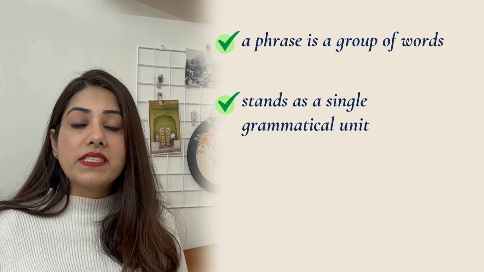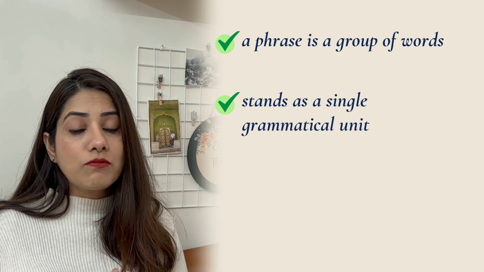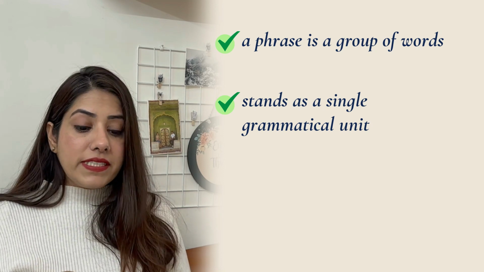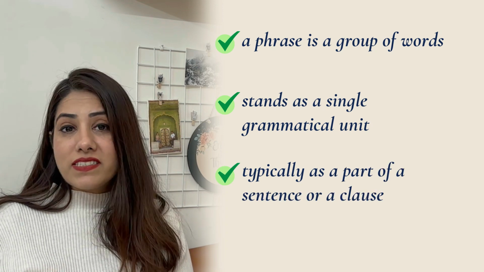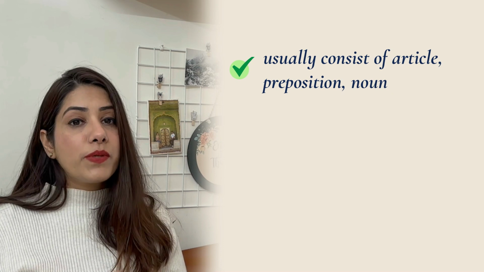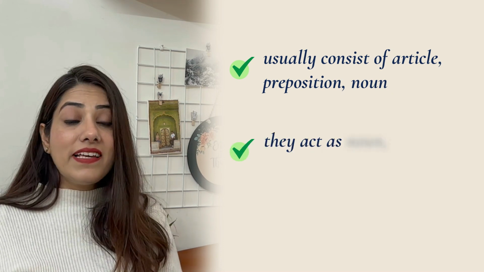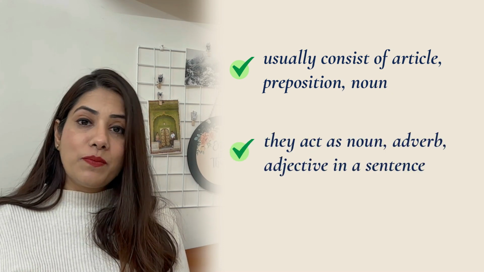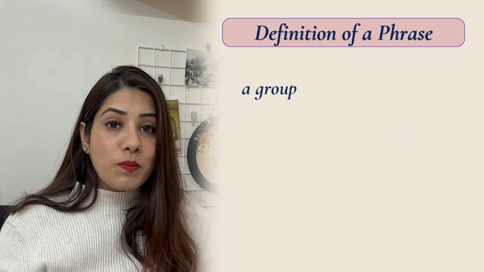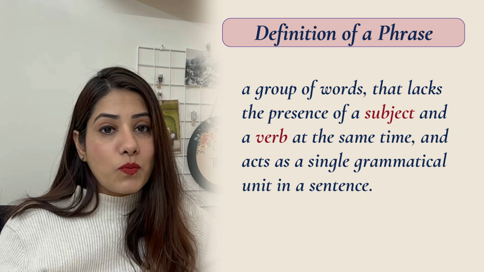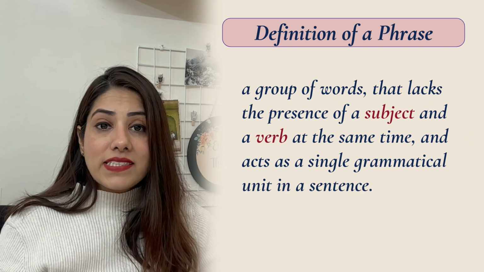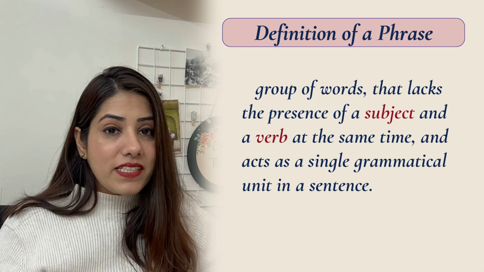Grammatical unit, what are grammatical units? Like adverbs, nouns, adjectives. So they stand as a single grammatical unit, typically as a part of a sentence or a clause. They usually consist of article, preposition, noun, and they act as noun, adverb, adjective in a sentence. So we can define a phrase as a group of words which lacks the presence of both subject and verb together and acts as a single grammatical unit in a sentence.